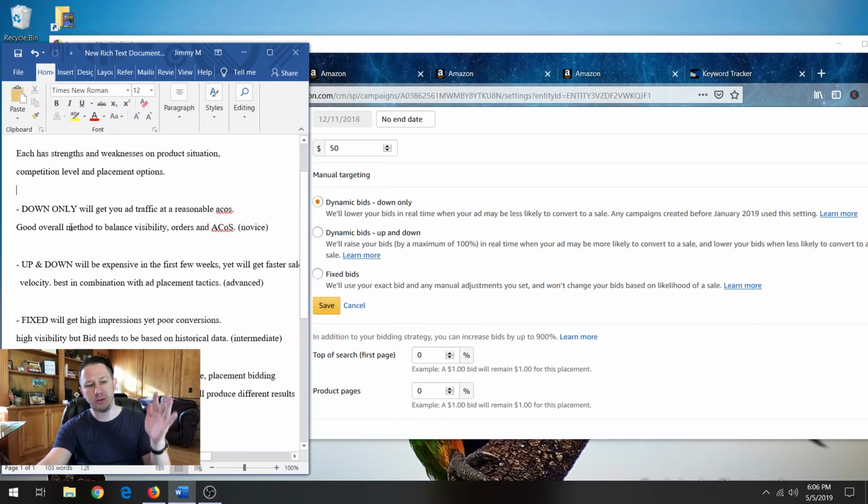So you can read my notes over here to the left that I've compiled over time. Down only is the suggested one. Fixed is if you want more impressions, you're already converting well for a specific keyword.